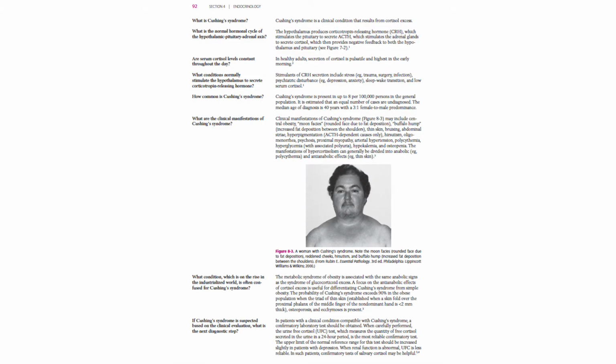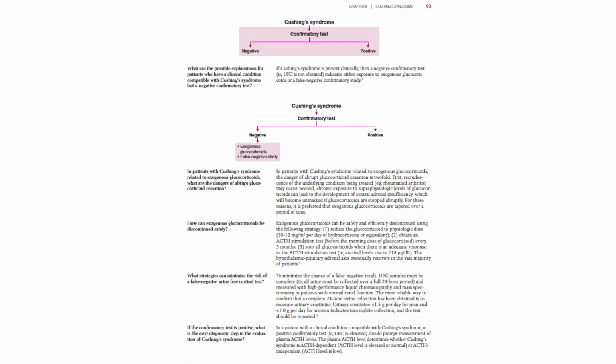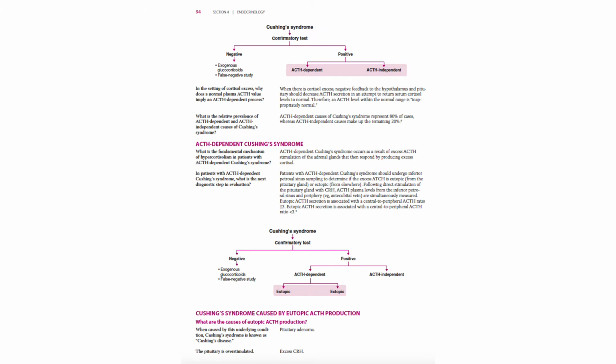Using a question and answer format, the chapter begins to unfold and the reader will learn pearls of information about the topic along the way. Here the chapter continues to unfold and the framework is beginning to assemble. When a patient presents with Cushing syndrome, we want to know, is it ACTH dependent or ACTH independent, which helps us narrow the differential diagnosis.